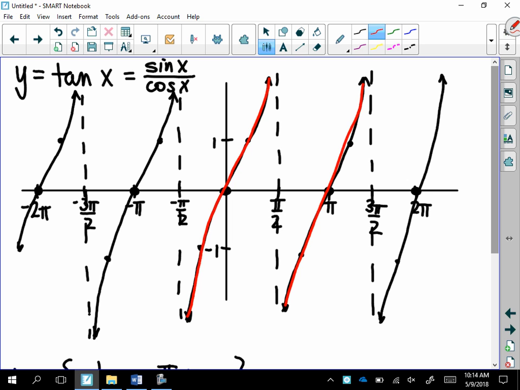All right, why don't I give you a few minutes and you try and graph cotangent, over the parent function as well. All right, try graphing cotangent.